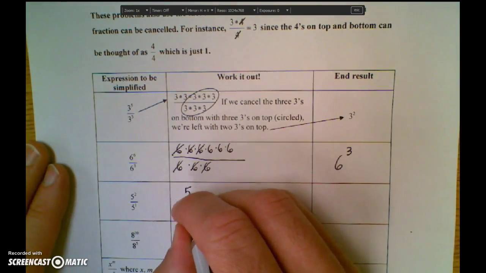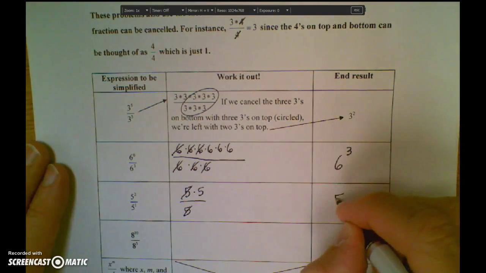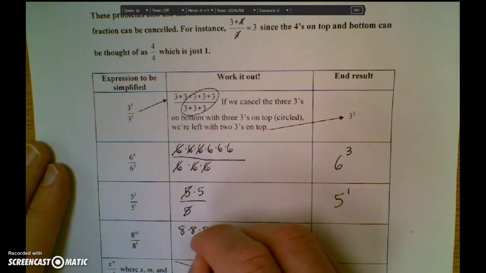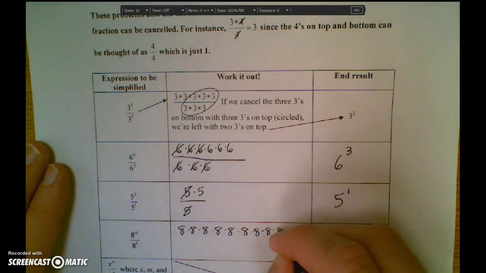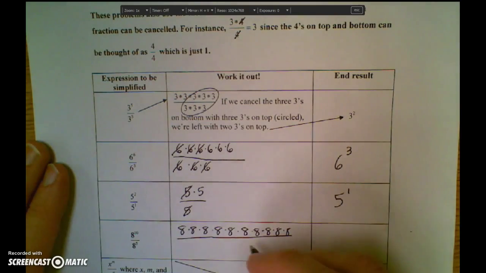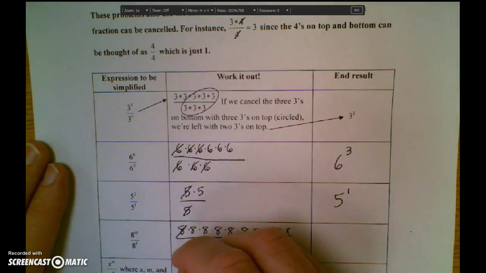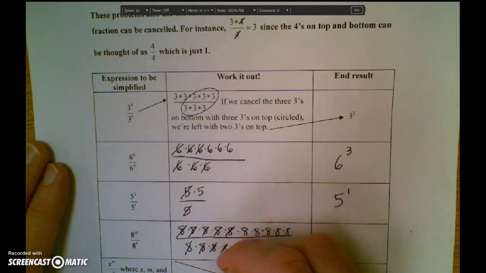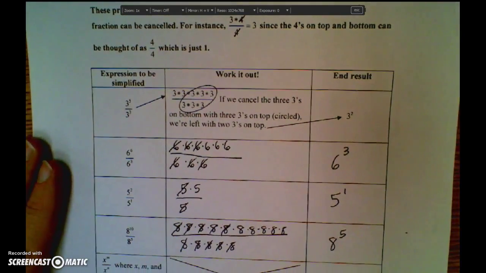5 squared on top, so 5 times 5 over 5. So my final answer is this 5 to the 1st. 10 eighths on the top, over 5 eighths. I'm going to cancel top and bottom, so I'm matching top with bottom, and I'm left with 8 to the 5th. Anybody figured out the pattern yet?